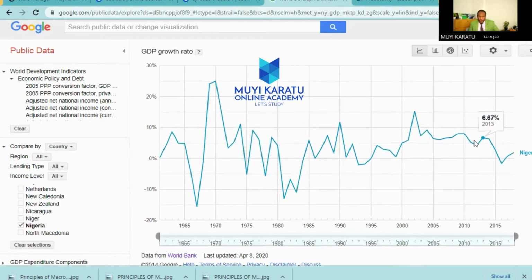So you can go around and play with the data, see how the Nigerian economy grows, how it moves in and out, and things like that. You just play with the data. Like, just pick only Nigeria. All right, this is Nigeria for you. So you can do the same for any country of your choice and play with the data.